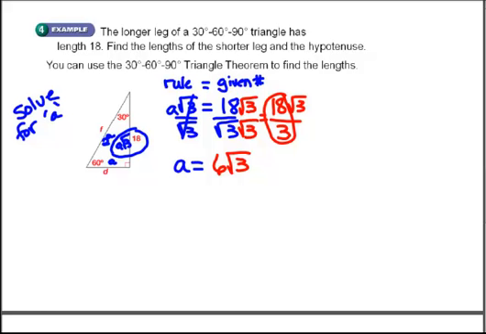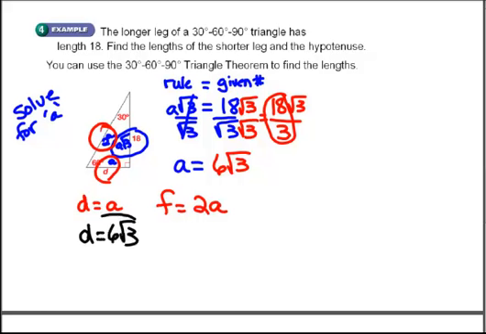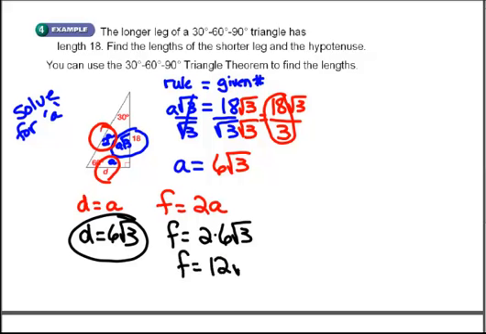Okay, here's what I know. D is equal to A, and F is equal to 2A. So I'm going to substitute A into the problem. D is equal to 6 square roots of 3. F is equal to 2 times 6 square roots of 3. So F is equal to 12 square roots of 3. And I found the values of my missing variables.